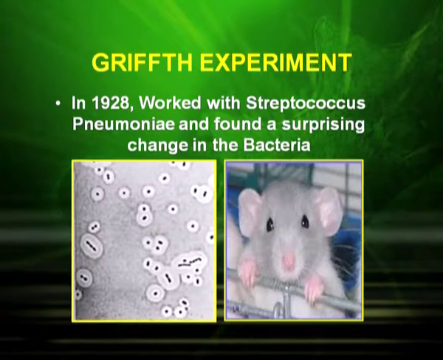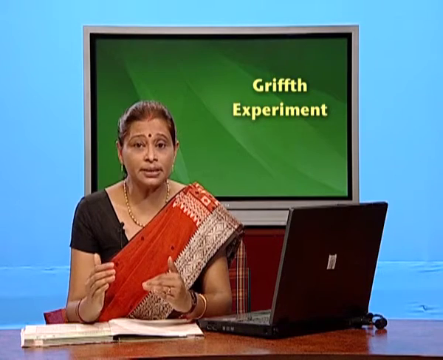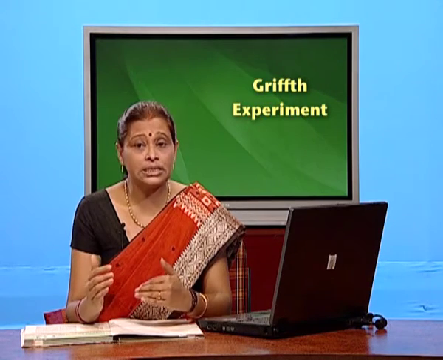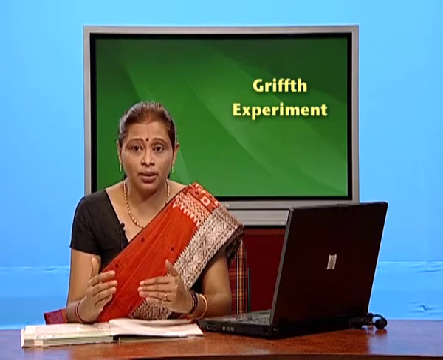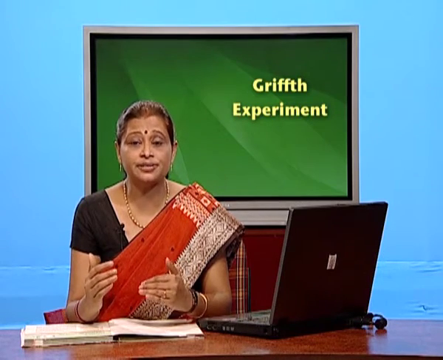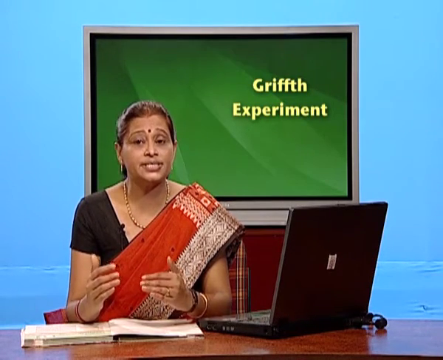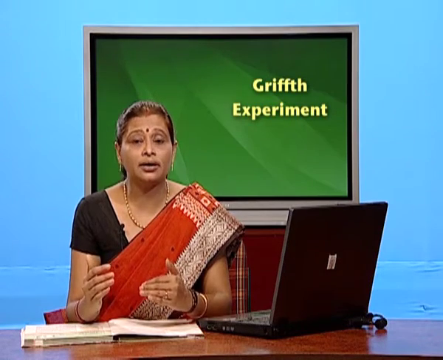The first experiment that was performed for the search of genetic material was by Griffith. In 1928, he worked on the bacteria Streptococcus pneumoniae that causes pneumonia in rats. While he was experimenting with these bacteria, he found a surprising change in them. Streptococcus pneumoniae occurs in two forms. The one is the S strain, which is called the smooth strain, and the other one is the R strain, which we call the rough strain.